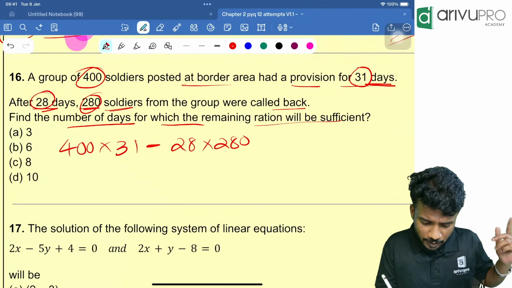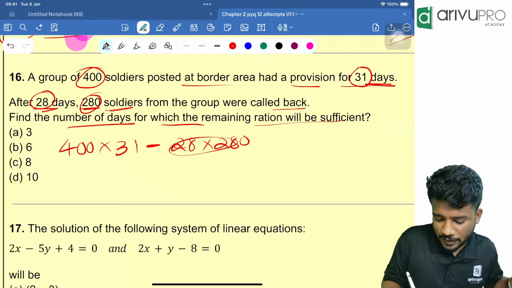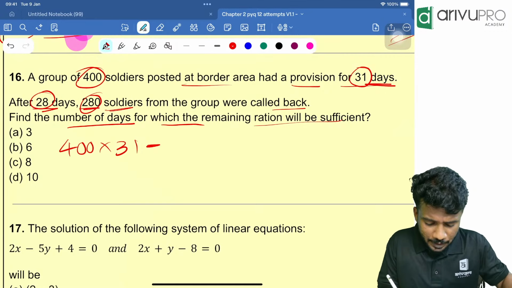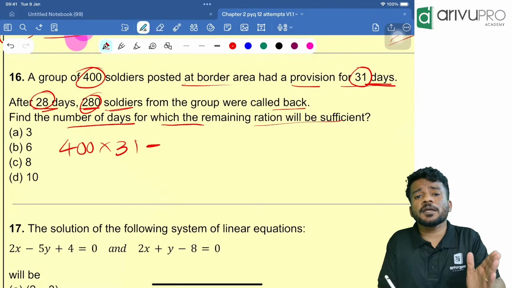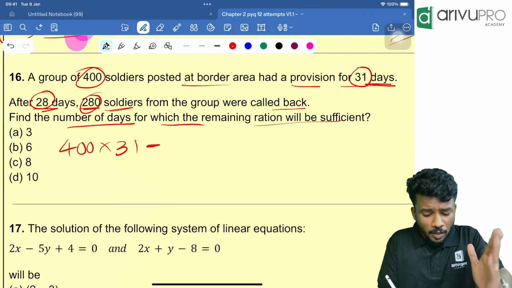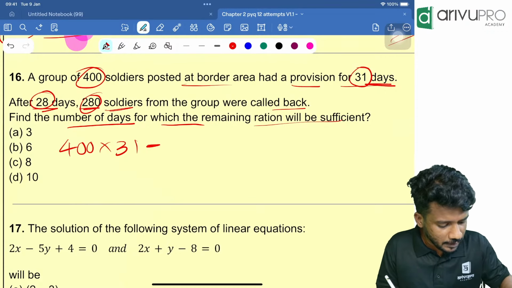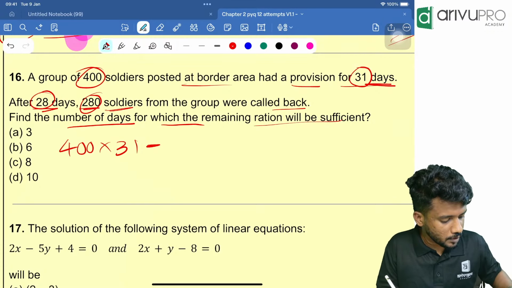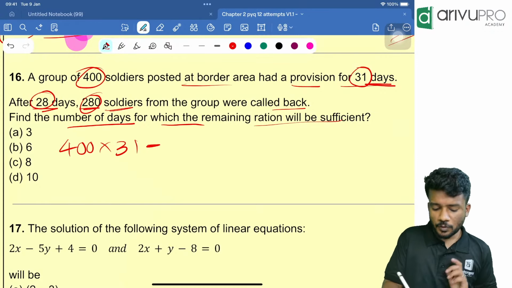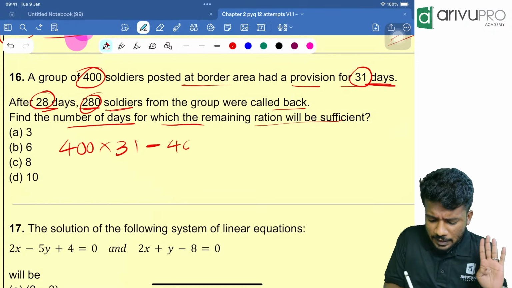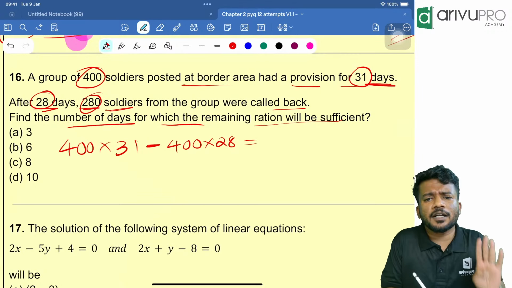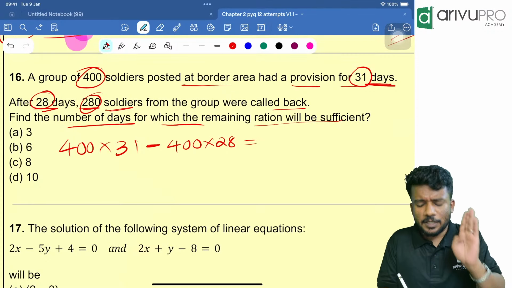Hey, 1 second, where did I go wrong? Okay, fine. Clear the memory. 400 into 31 M plus. Then till 28th day, how many people were there? Till 28th day, 400 soldiers were there. So 28 into... 1 second, 400 into 28 M minus, MRC. So till 28th day, 400 people were there, right? Into 28. So how much is remaining? Take your calculator now. 400 into 31 M plus, then 400 into 28 M minus.